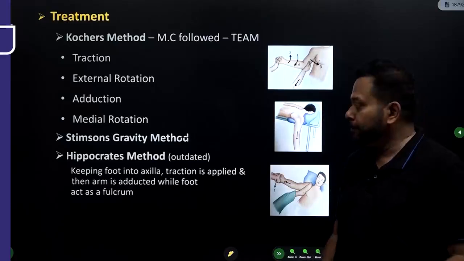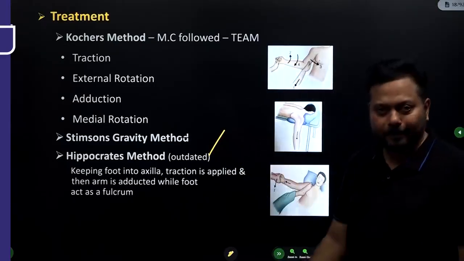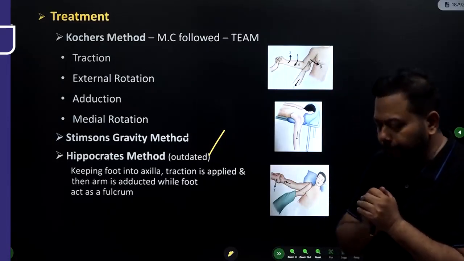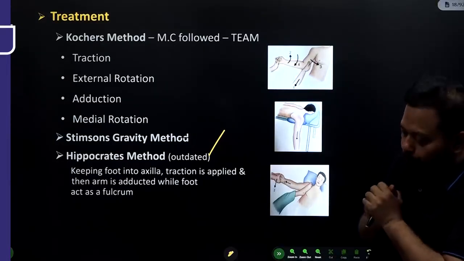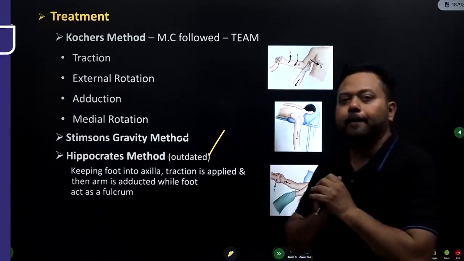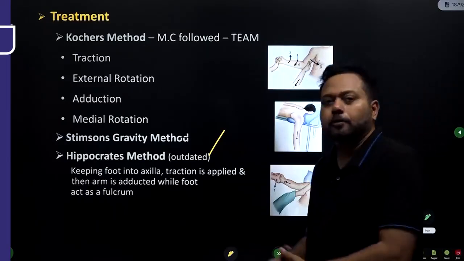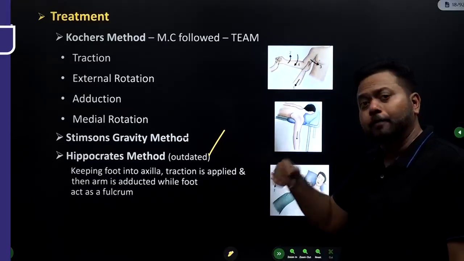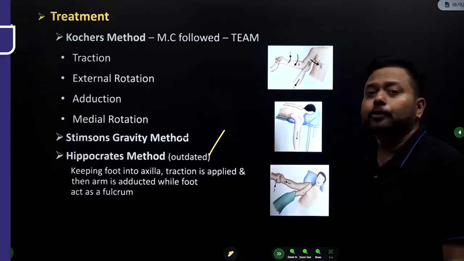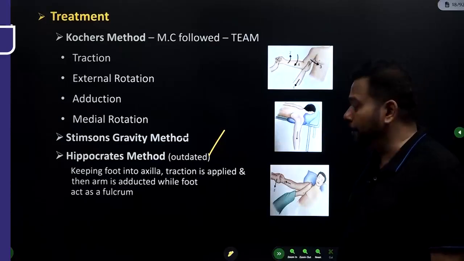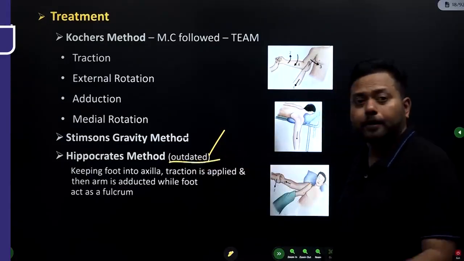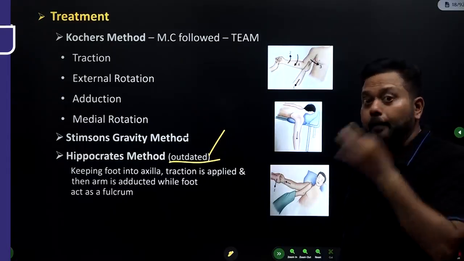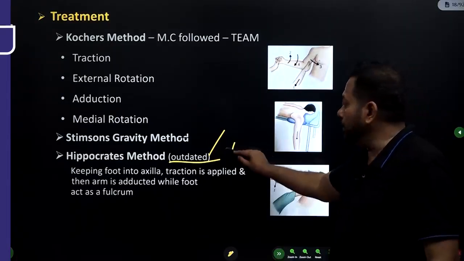Coming to treatment, the first tried technique was Hippocrates method. The patient lies down, you catch hold of the affected upper limb, put your foot in the axilla and push, giving counter traction while pulling the upper limb, and the shoulder dislocation will get reduced. It's a very effective method, but it is outdated, since it's before Christ and it plays with the dignity of an individual, so nobody will accept it. Outdated doesn't mean it's not effective.